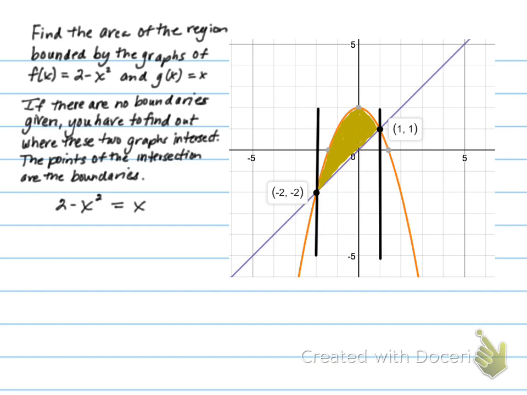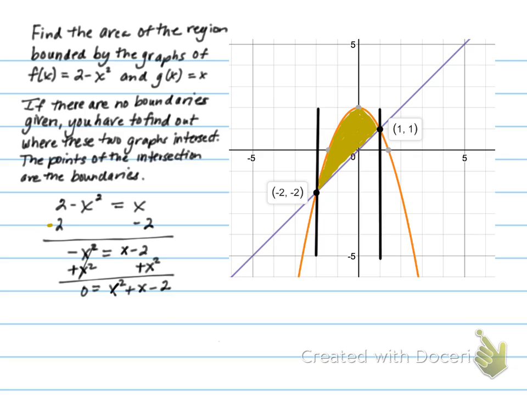So I've actually done this graph in Desmos, but if you want to find the points of intersection the algebraic way, you set 2 minus x squared equal to x, and you get all the terms on one side. I'm going to subtract 2 from both sides, and that's going to give me negative x squared is equal to x minus 2, and then I'm going to add x squared to both sides. So I have 0 is equal to x squared plus x minus 2. And then I want to factor this.